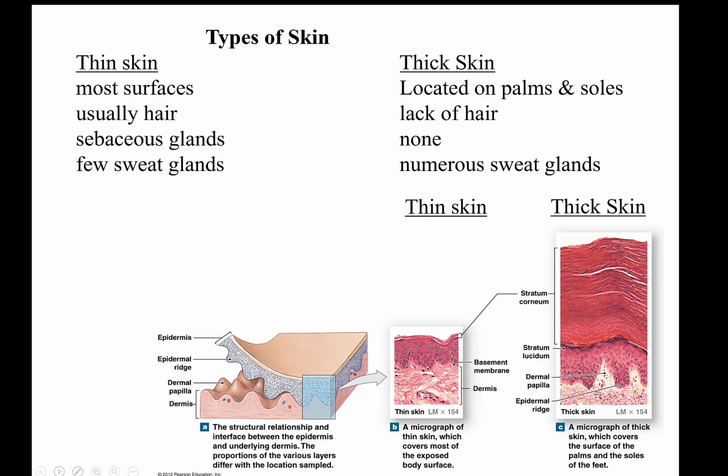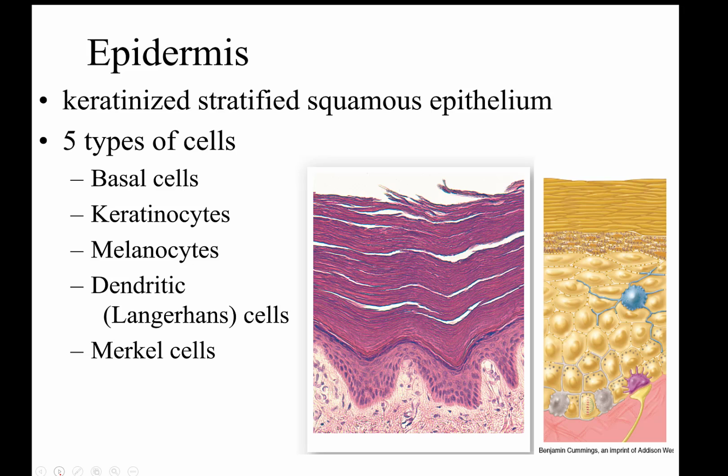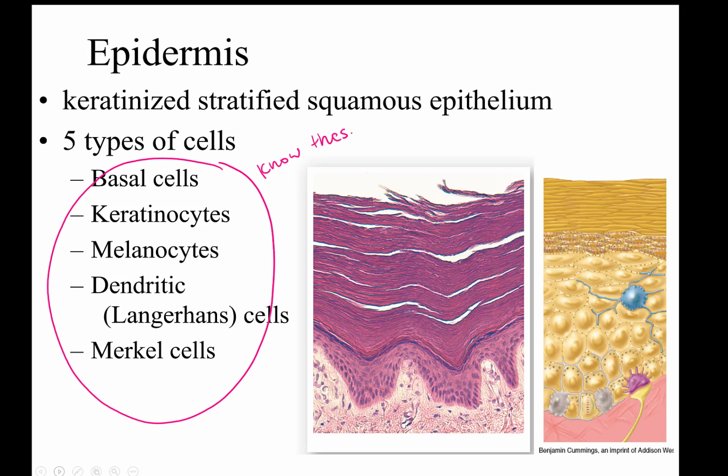So let's move along. The epidermis itself, again, is keratinized stratified squamous epithelium, and we've got 5 kinds of cells here. So these are an important thing to know. And what I mean by know these is be able to list them and tell me their functions in general, and also which layer you can find them in. In some cases, you'll find a given cell type in more than one layer, and that's okay.